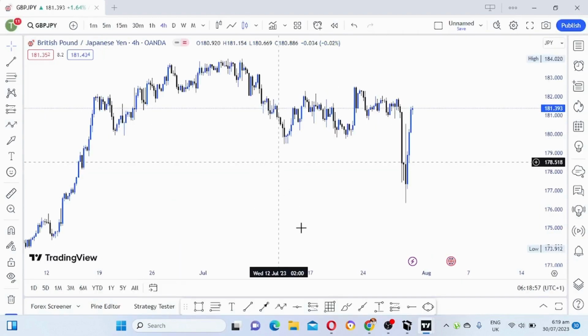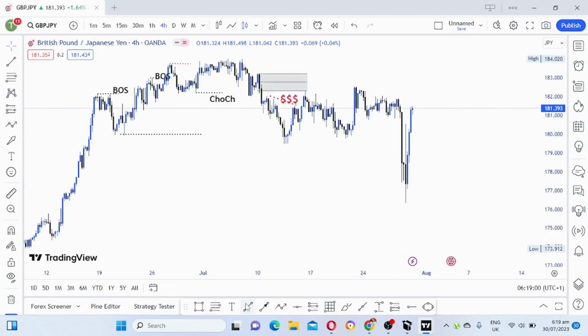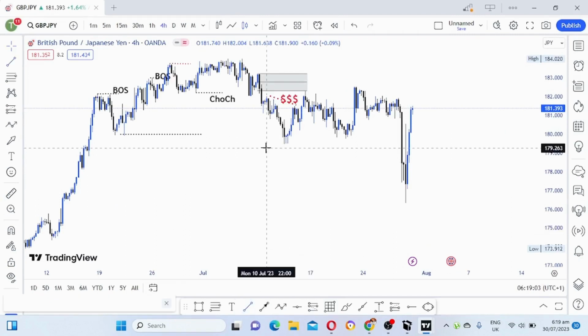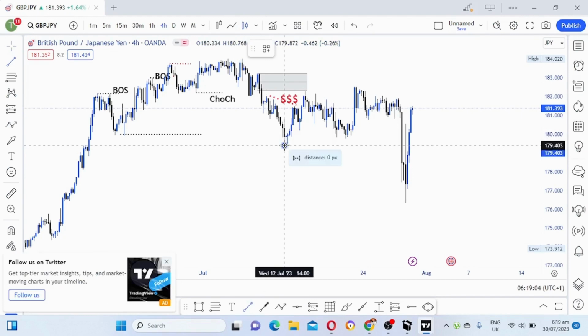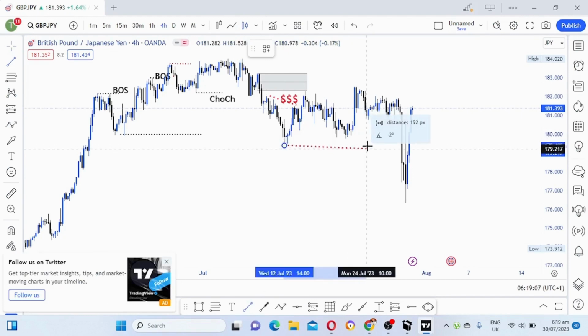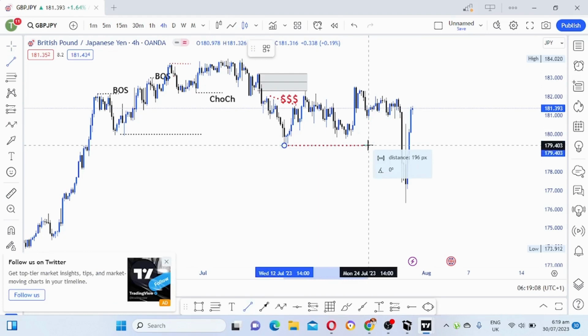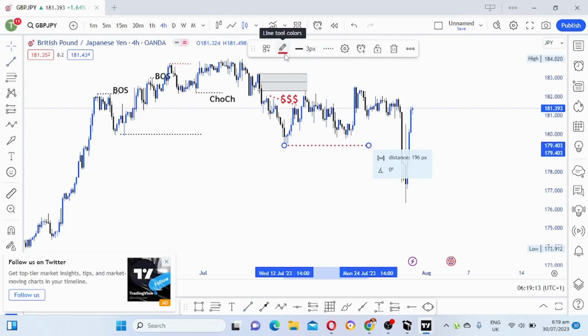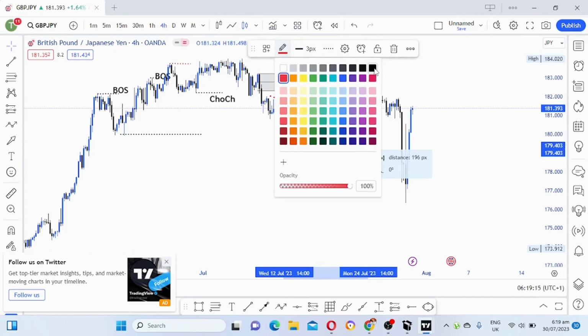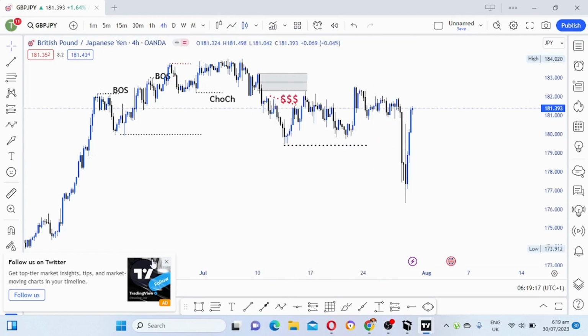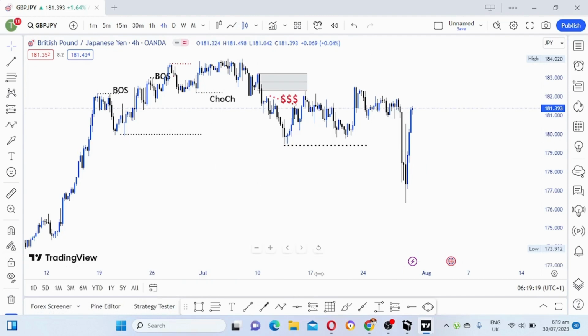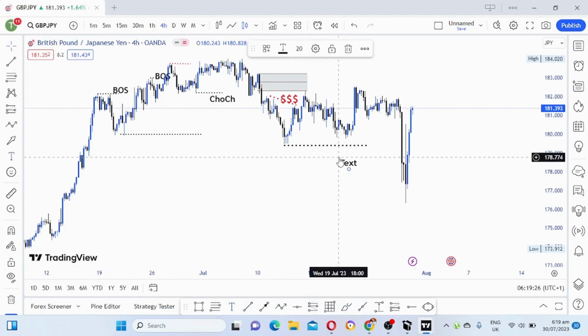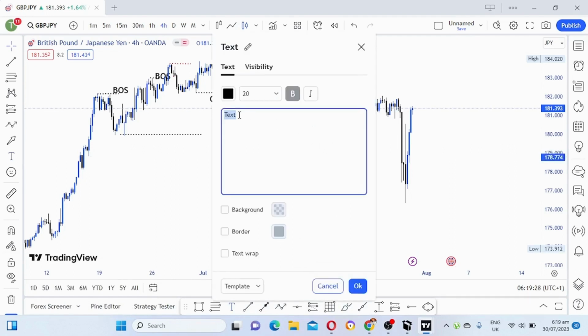Now looking at GBP JPY, guys, as you can see, we had our break of structure. I think there was news here, that's why you see that massive drop. This is our break of structure, guys.